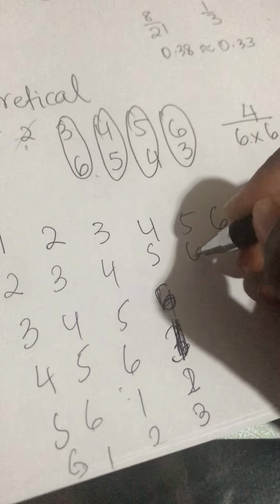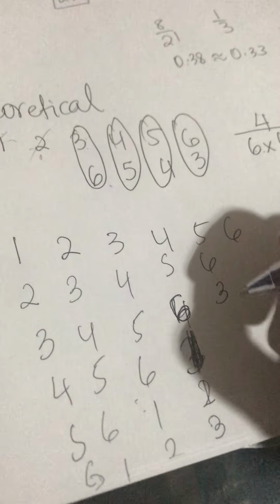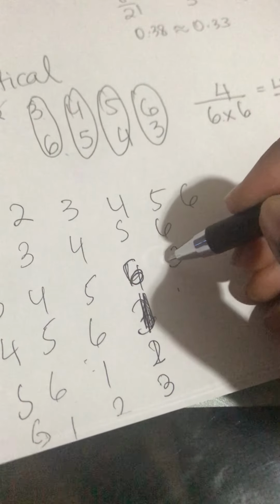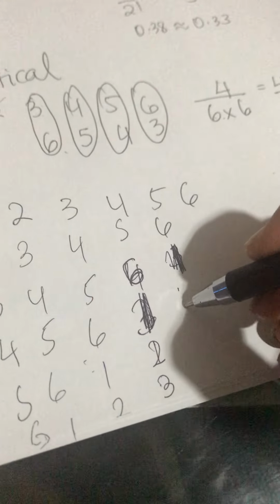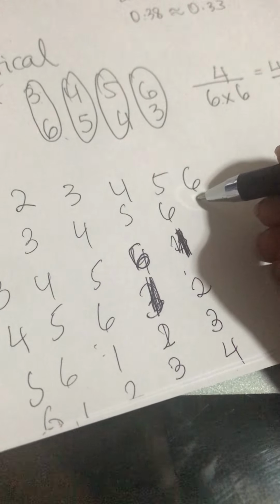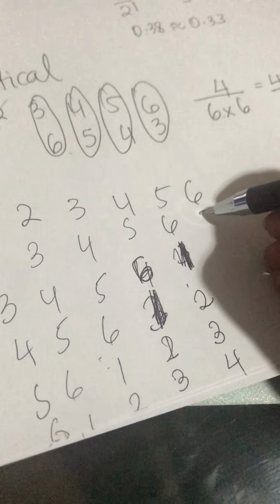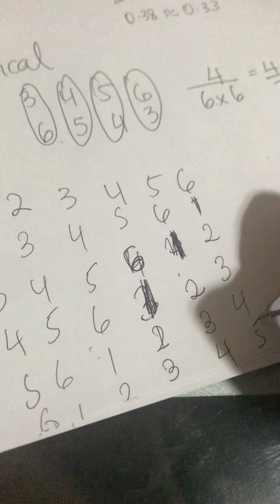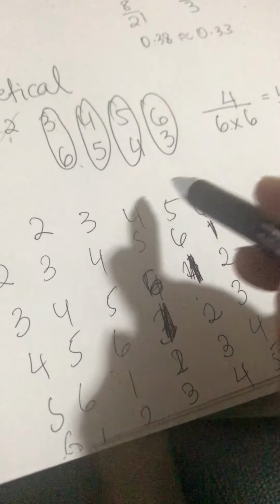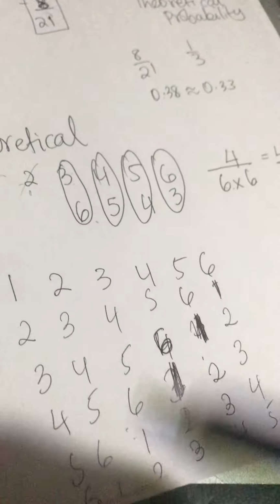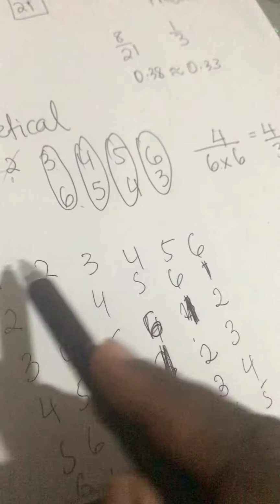And then here you will get 6, after 6, it's not 3, it's 1. 6, 1, 2, 3, 4. And then here you will get 6, 1, 2, 3, 4, 5. How many do you have all together? You have 36. So that is why here is 36. Because you're rolling 2 of them at the same time. So you have 36 chances or 36 outcomes.